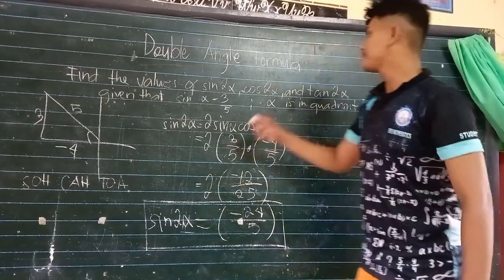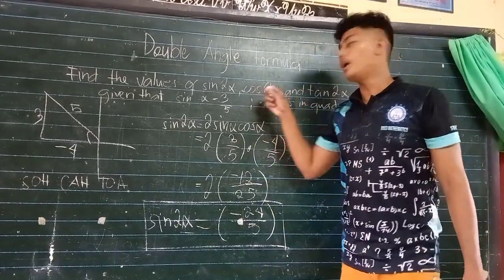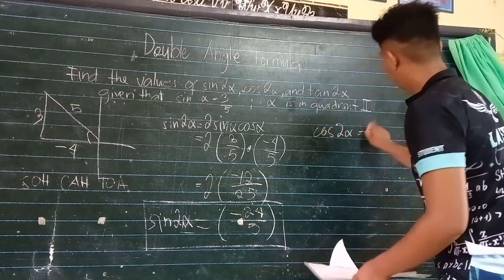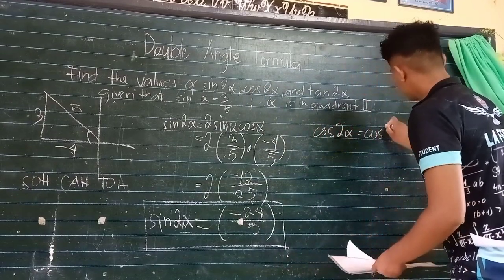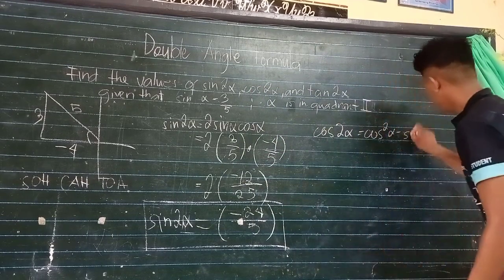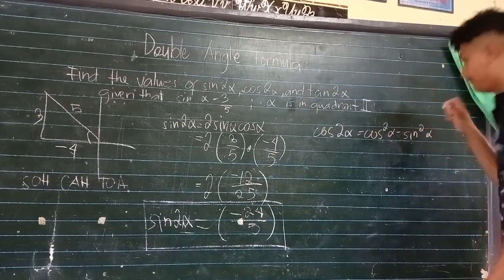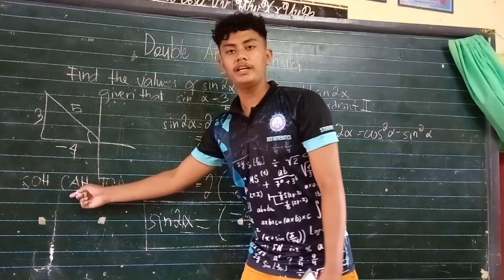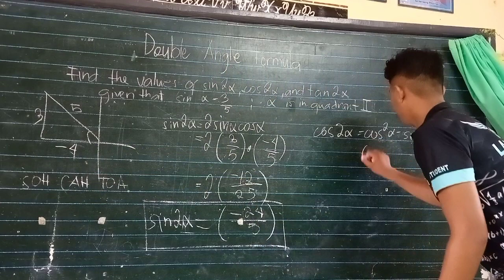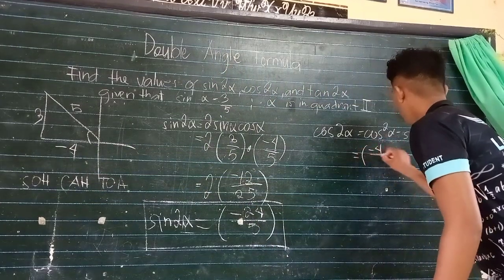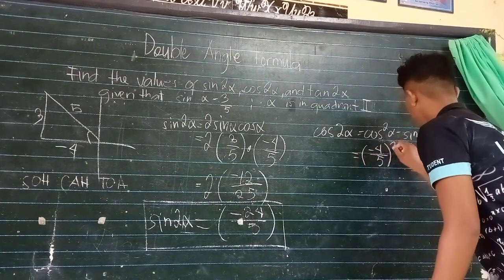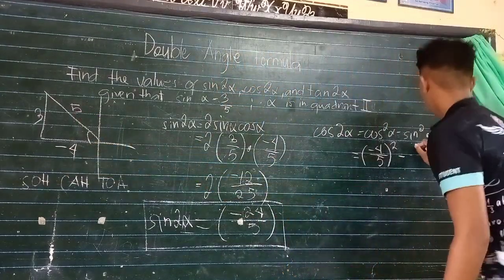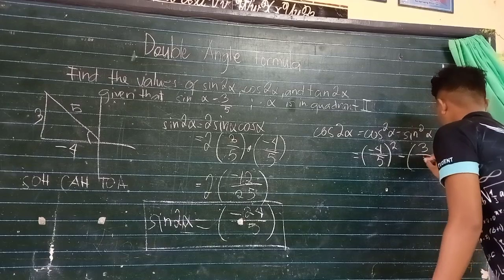Now, let's proceed to cosine 2 alpha. Cos 2 alpha is equivalent to cos squared alpha minus sine squared alpha. Cosine here is adjacent over the hypotenuse, negative 4 over 5, squared, minus sine here, which is the opposite over the hypotenuse, 3 over 5, squared.